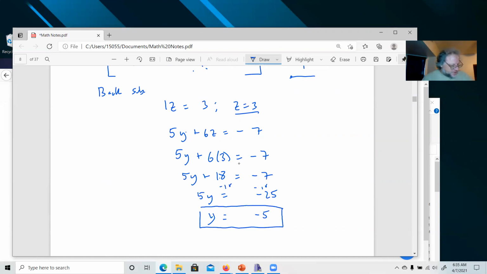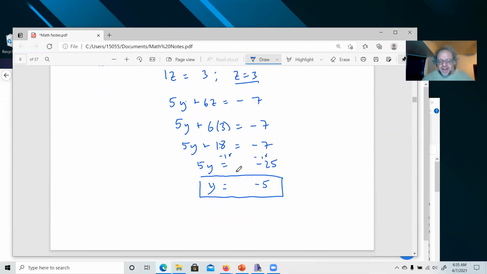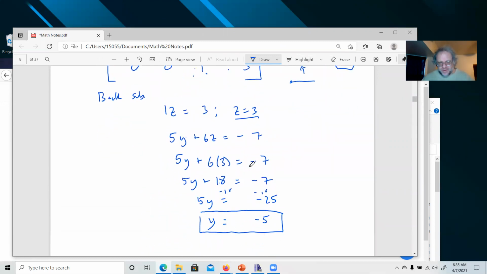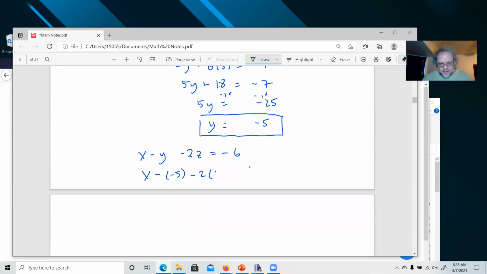So y is my negative 5 here. And then finally, we're going to plug back into row 1. So row 1 looked like x minus y minus 2z was equal to negative 6. That way I don't have to scroll all the way back up. So x minus negative 5. Again, the parentheses are just the worst. And I get that z was equal to 3. Excuse me, equals negative 6.